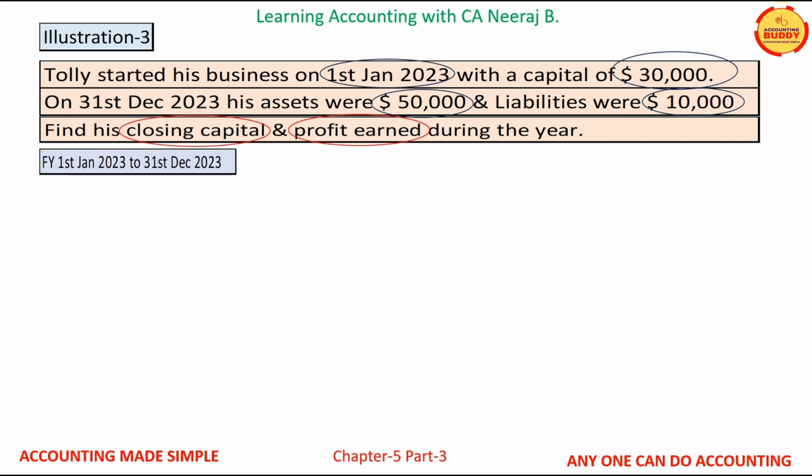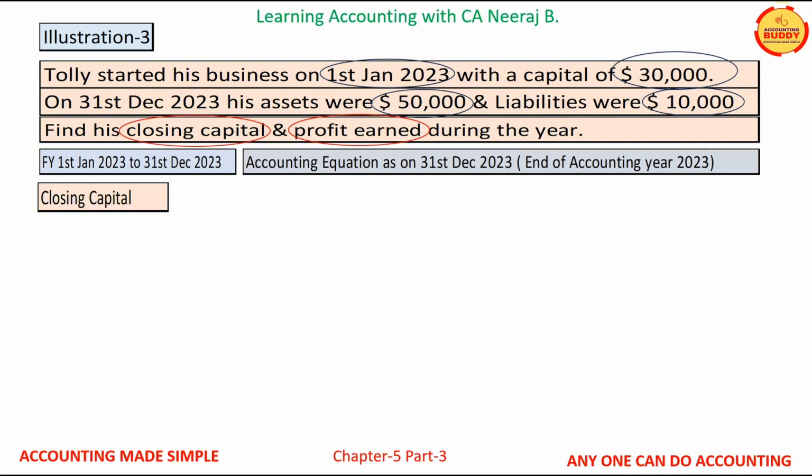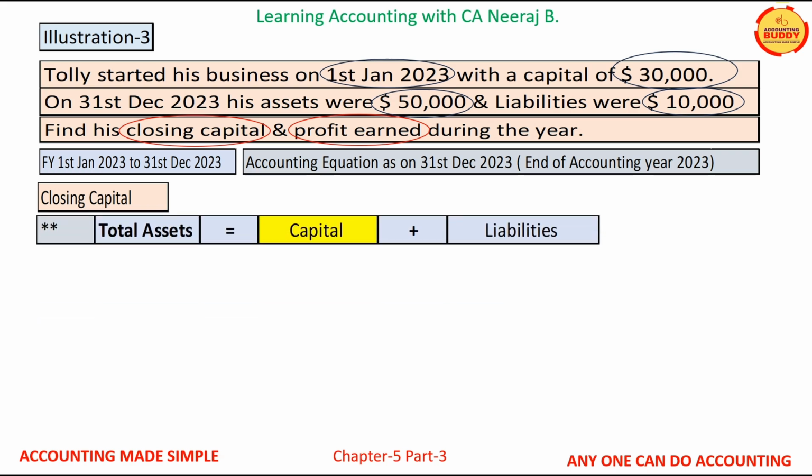From the illustration, it is clear that the financial year starts on 1st of January 23 and ends on 31st December 23. Therefore, let us find out the closing capital as on 31st December 23 from the closing accounting equation position as on 31st December 23. Now we know that the total assets are equal to the sum total of capital and liabilities. Out of the three information of the accounting equation as on 31st December 23, we have the information of the total assets and the liabilities of the business.